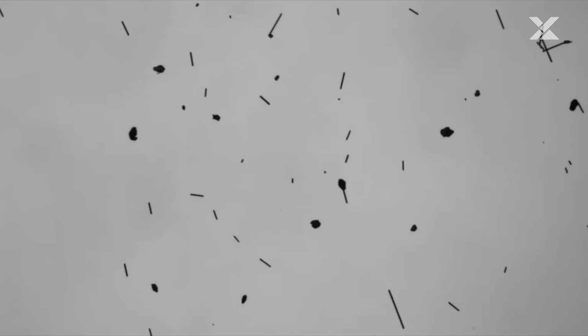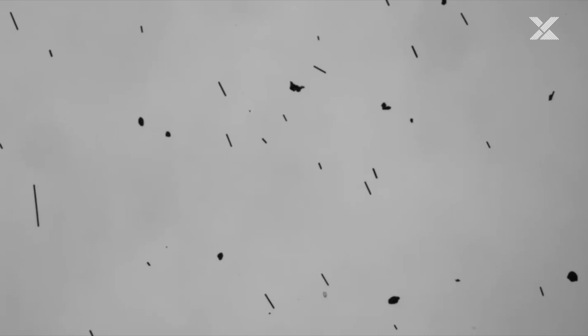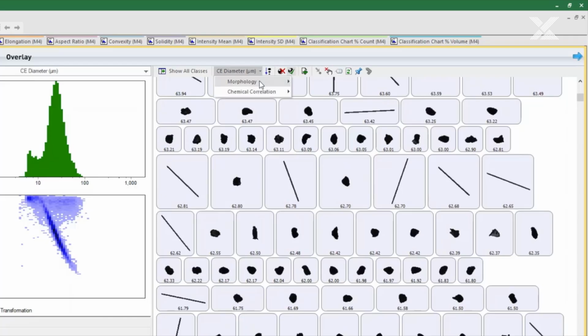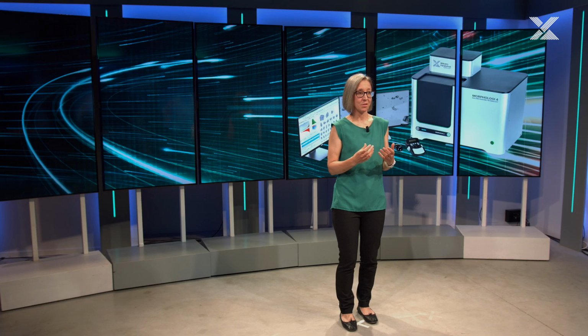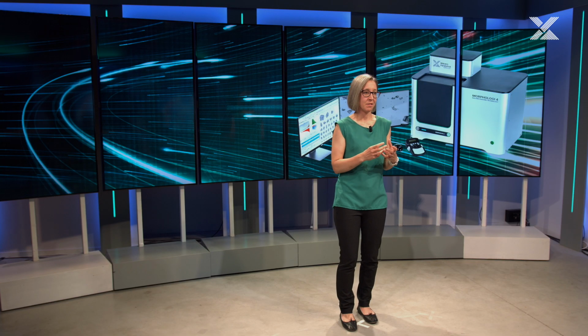Elongation tells you how long and thin a particle is. The higher the elongation value, the longer and thinner the particles are. Elongation is a useful parameter for predicting how well materials will flow. More irregular or highly elongated particles will not flow as predictably as circular particles. They're more likely to get locked together and cause clumps.